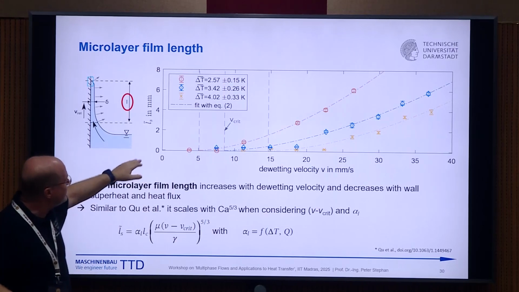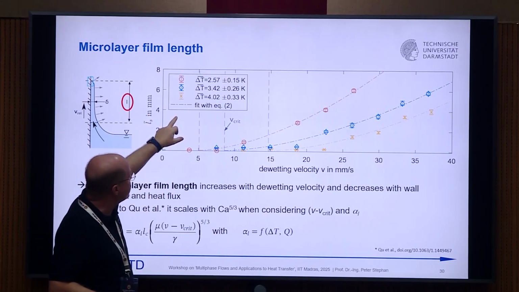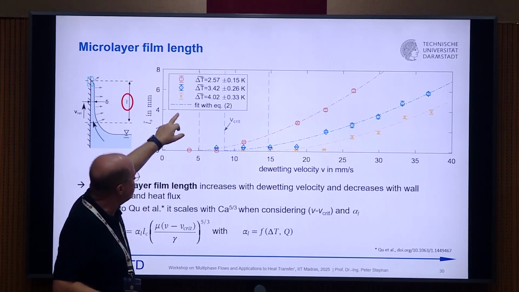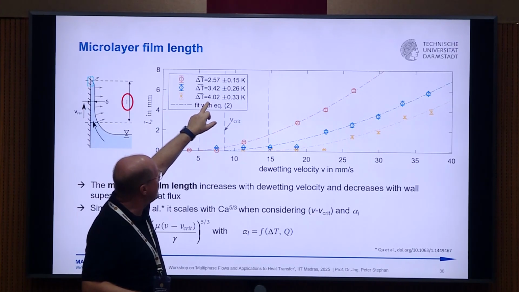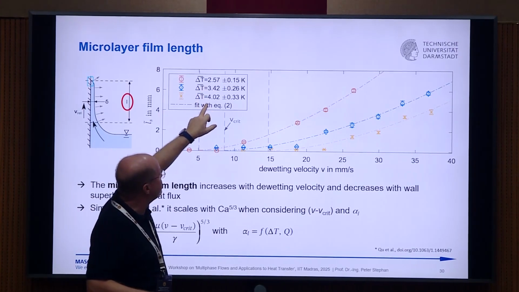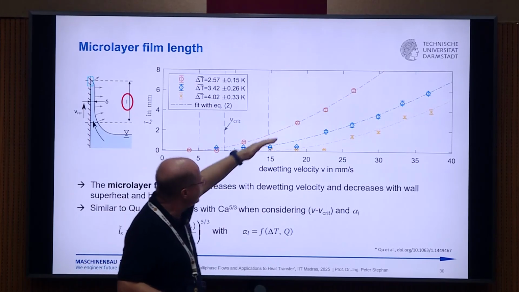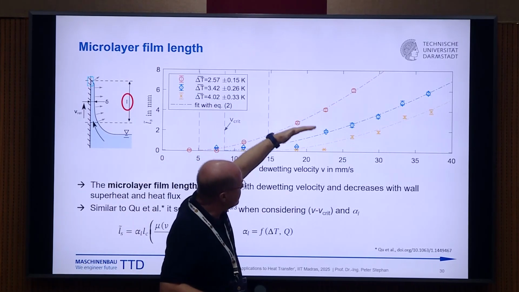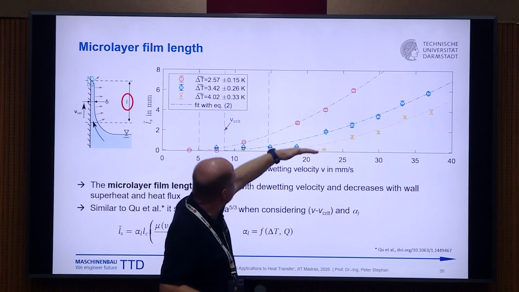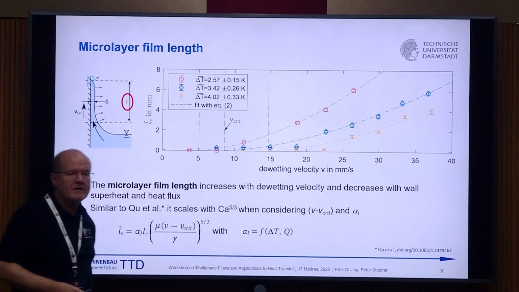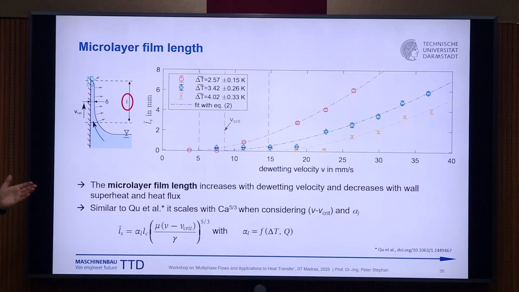Here we plotted different delta T's. For higher wall superheat, from 2.5 Kelvin to 4 Kelvin superheat, you see that the length is decreasing. And of course, it's a function of the de-wetting velocity. The higher the de-wetting velocity, the longer the microlayer. This is also a correlation that helps here.